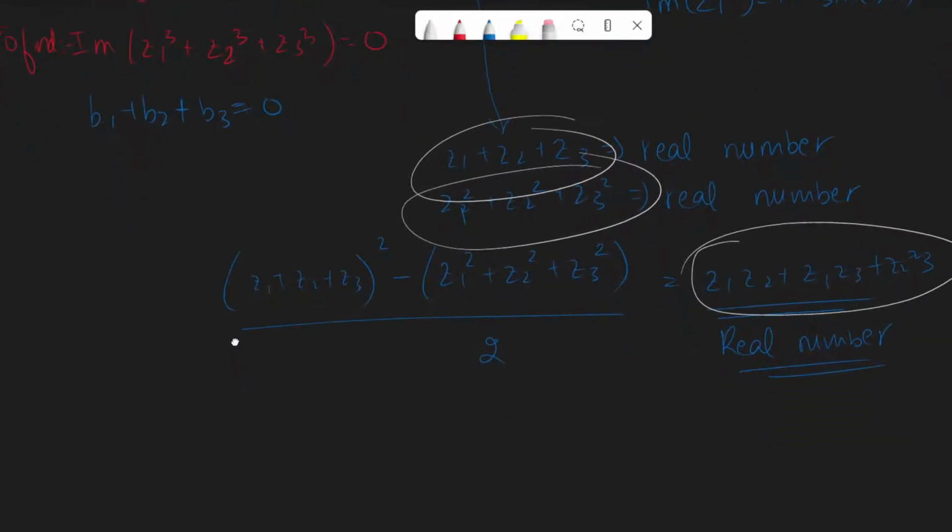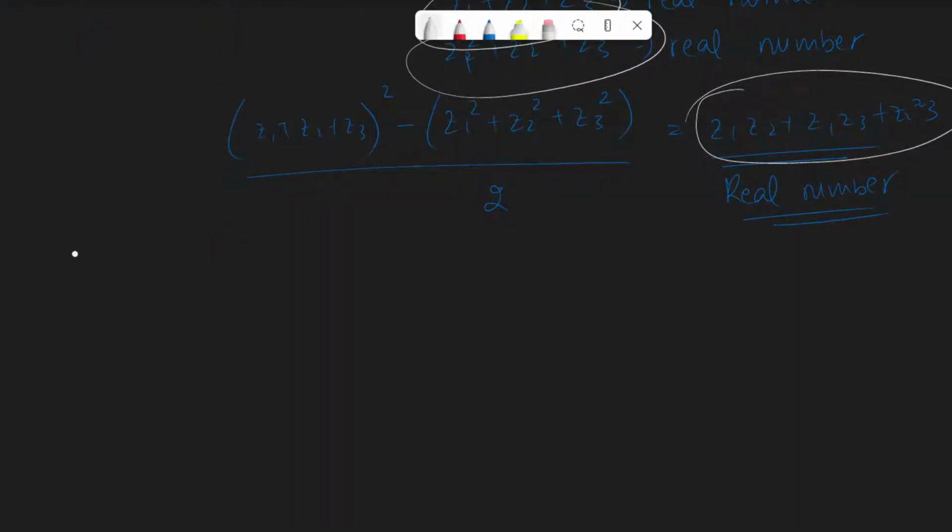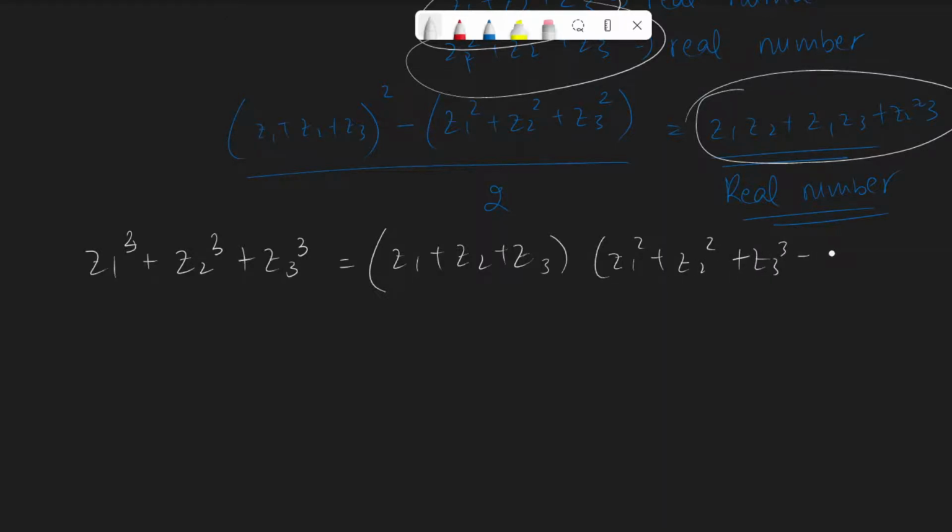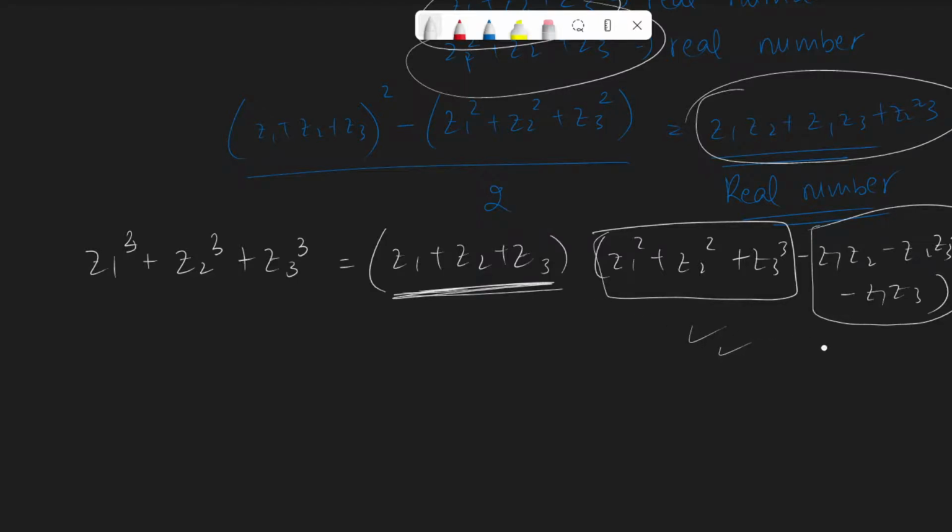Now let me recall an identity that you might have encountered while studying algebra. I'll just write it for z1, z2, z3. This is equal to z1 plus z2 plus z3 times z1 squared plus z2 squared plus z3 squared minus z1 z2 minus z2 z3 minus z1 z3. All of the numbers here are real numbers. So any real valued function, again, there is a subtraction here, there is a product involved here, that also gives us a real number.